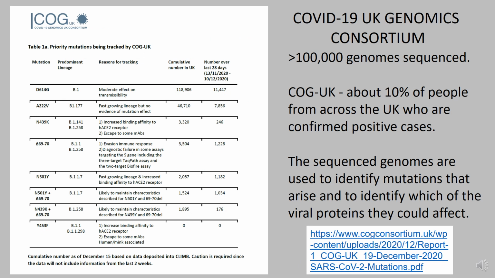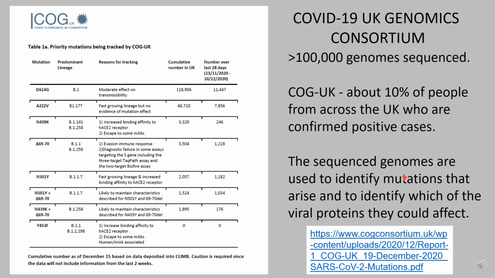The COVID-19 UK GENOMICS CONSORTIUM is a consortium that sequences many genomes that have been submitted to this consortium from people who've tested positive in the United Kingdom for COVID-19. To date, they've sequenced over 100,000 genomes from people who've been infected with COVID-19. But I just wanted to mention this still represents only about 10% of the people from across the UK. So it's a subset of people from which genomes have been sequenced.